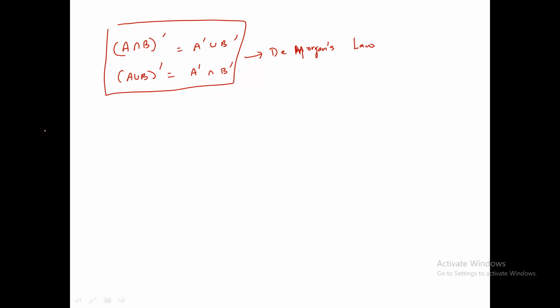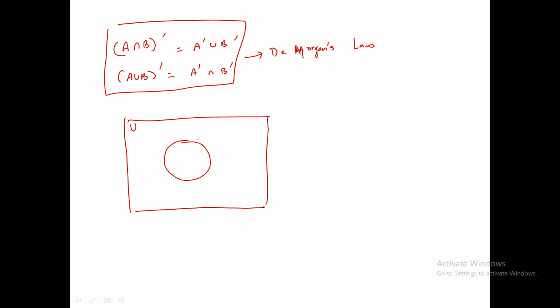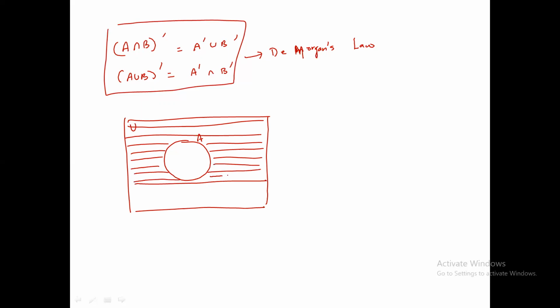Now, A complement can be represented by a Venn diagram also. Take the set U, and in that draw the set A. A complement means take U, but don't take A. Don't shade the circle A at all. You have to take U but not A. So this shaded diagram represents A dash.